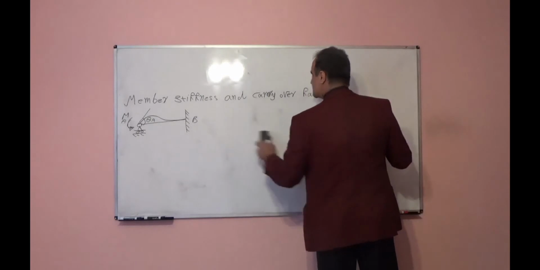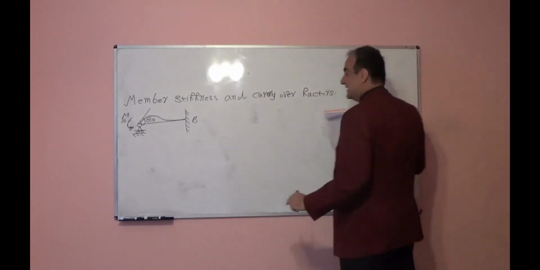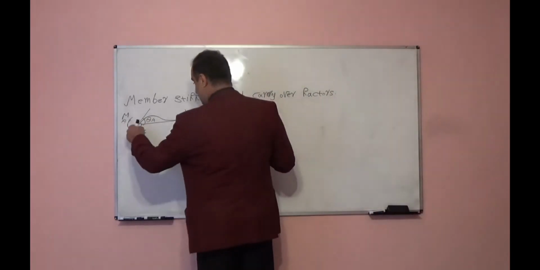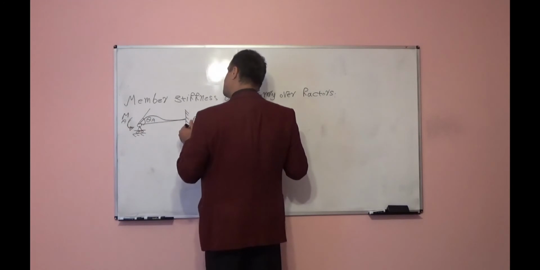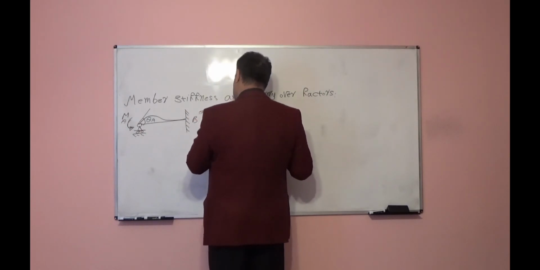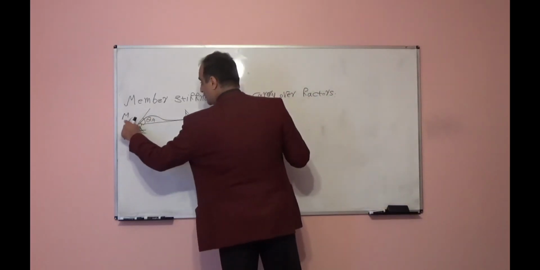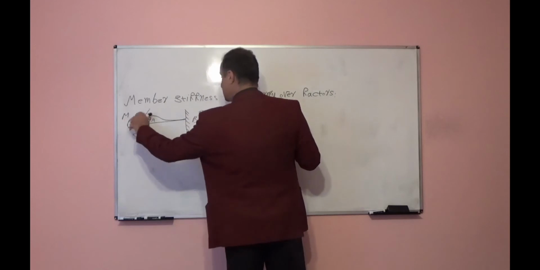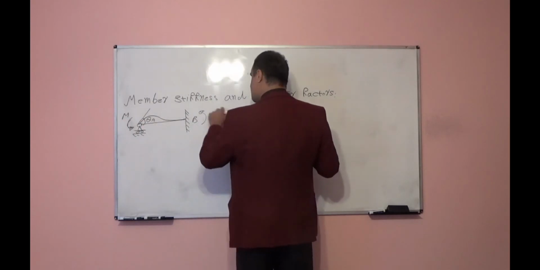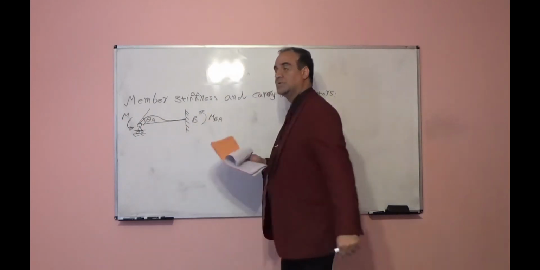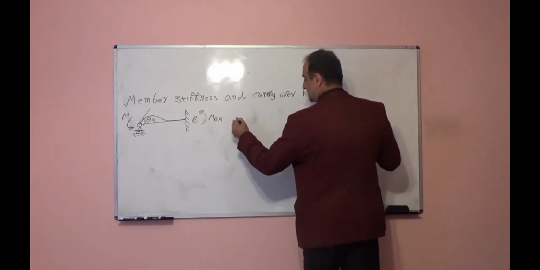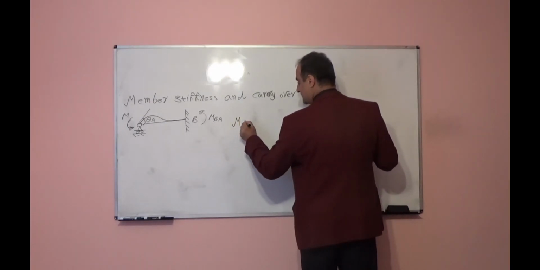Before the rotational stiffness, let's see if I apply M here, what will be the reaction here? How much will be MBA? If I apply a moment equal to M here, what is the reaction at the B side? I can calculate again using the slope deflection method.